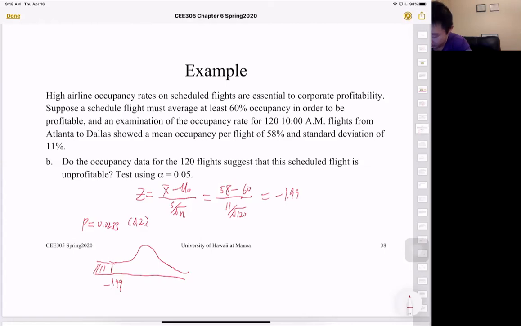So 0.0233 is less than alpha, which is equal to 5%. So p less than alpha, we can reject H0, so we see H1 is true. And H1 is set up as the airline is unprofitable. So the data suggest it is unprofitable. Okay, so this is another example.